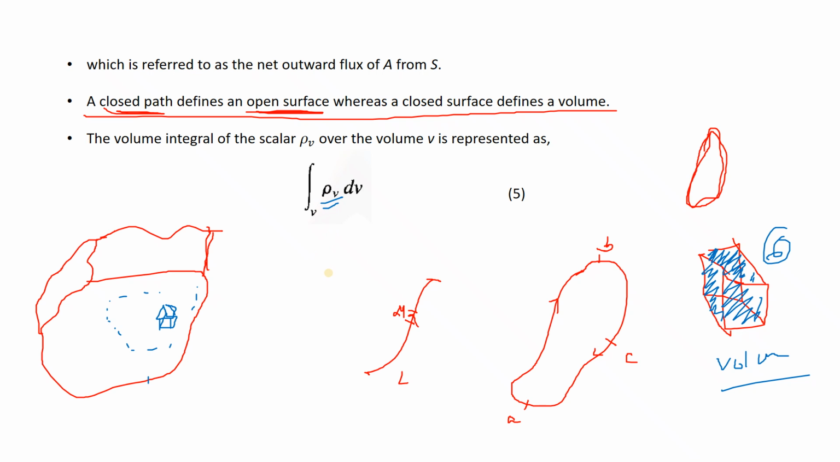Then thousands of cubes are there, and you integrate. Every small cube has a small volume. Small volume integrated over the total number of volumes will give you the entire volume.